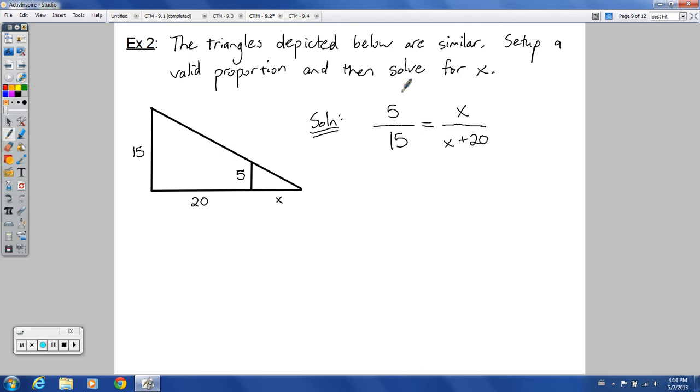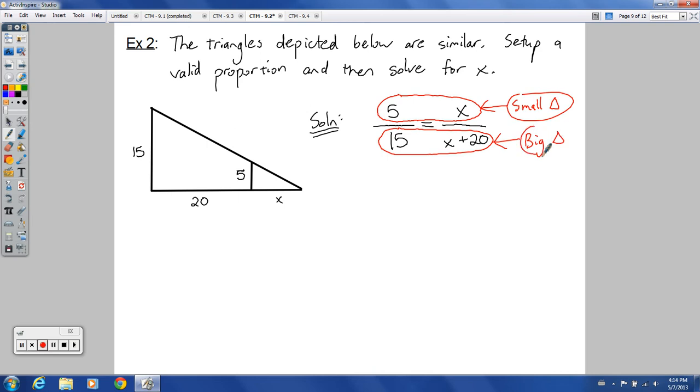And so let's make a little note here in our different color where these came from or what we're doing. These are coming from the small triangle, and these ones are coming from the big triangle. These are the parts that match up. 5 matches up to 15, x matches up to x plus 20 in these two triangles. From there, now we can cross multiply. So let's draw a little x there to represent that, cross multiply that. We've got 5 times x plus 20 would equal 15 times x, 15x in other words.